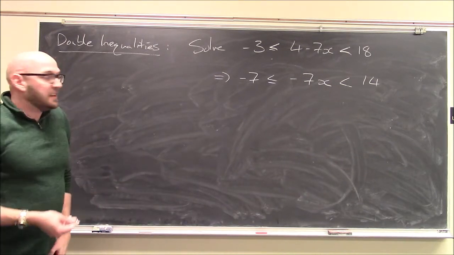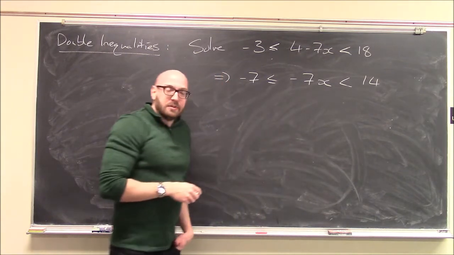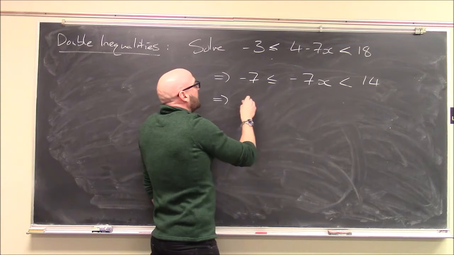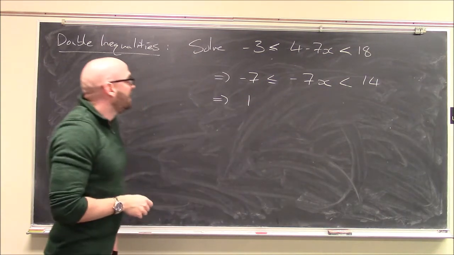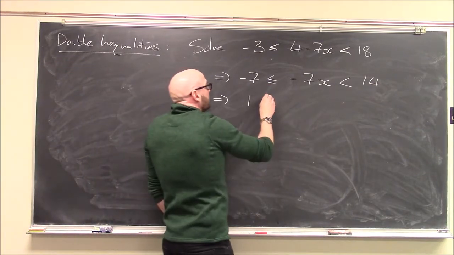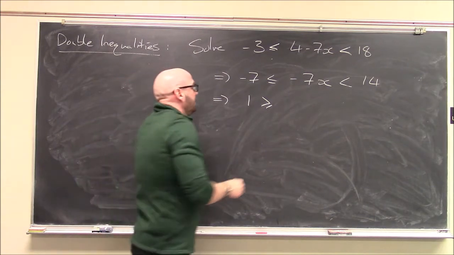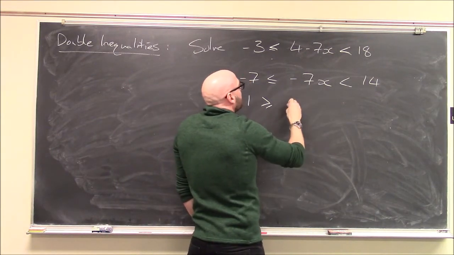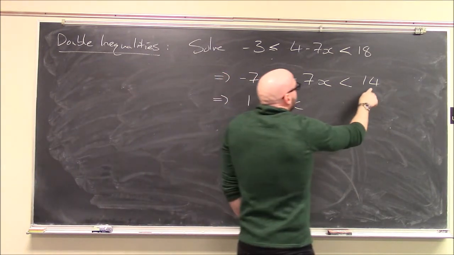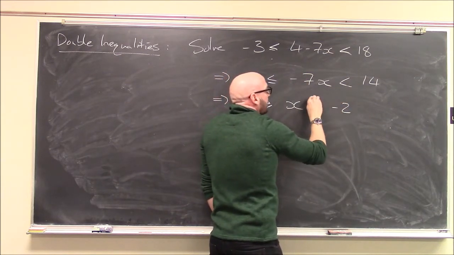And how do we isolate x now? Well, now I want to divide all 3 sides by negative 7. So minus 7 over minus 7 is positive 1. Remember, I'm dividing by a negative, so dividing by a negative means I reverse the sign. Less than or equal to becomes greater than or equal to. Divide by minus 7 becomes x. And divide 14 by minus 7 becomes minus 2. And once again, dividing by a negative means I flip the sign.